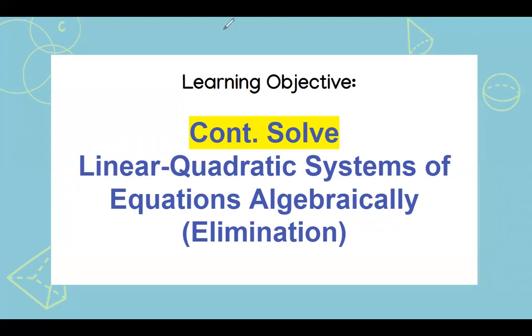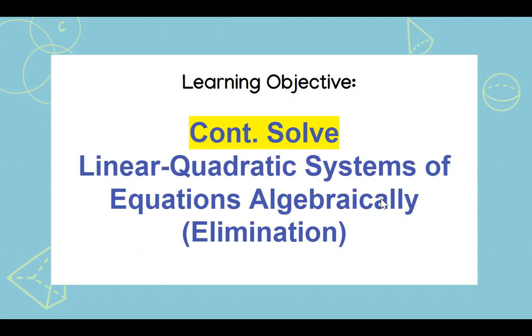We're going to continue on with the next method. We're still going to solve algebraically. The next algebraic method is elimination. So yesterday we learned substitution. Today we're going to go ahead and eliminate a variable.